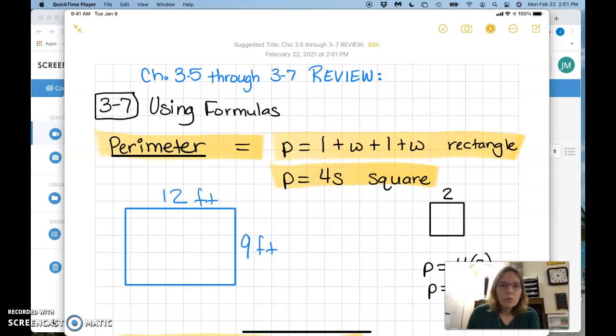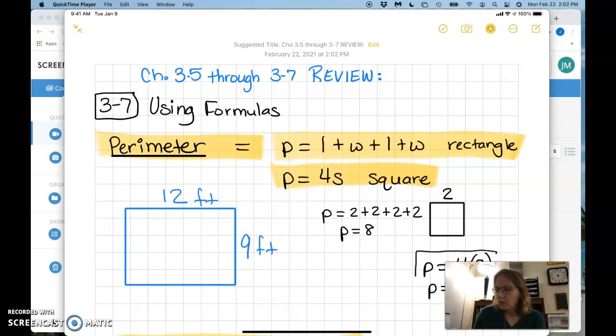I could also use the other formula if I want, and I could say the perimeter of this square is going to be 2 plus 2 plus 2 plus 2, just adding up all the sides. And again, it's going to equal the same thing. It equals 8. But some people think that this little equation is a little bit easier for squares since all the sides are the same. Okay? So perimeter, just add up the sides.